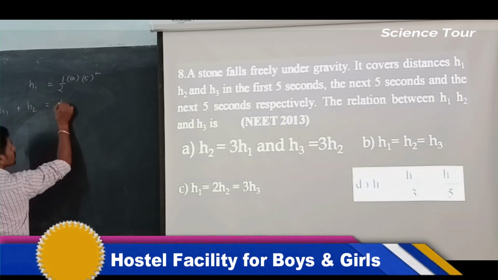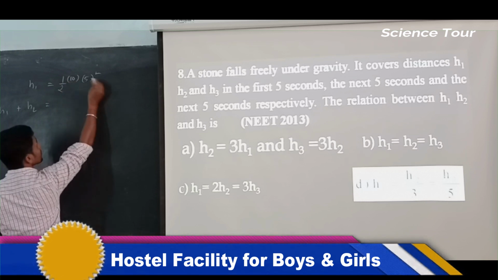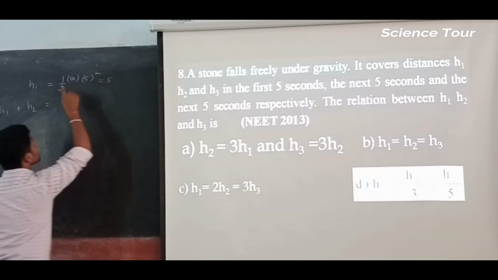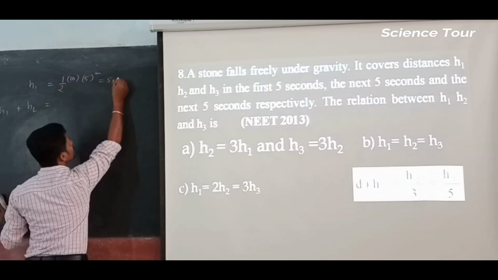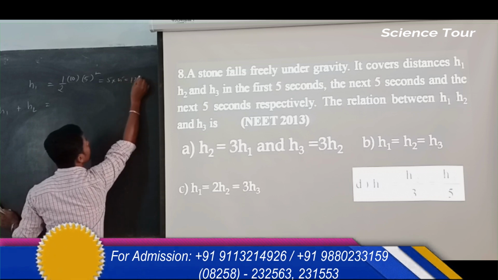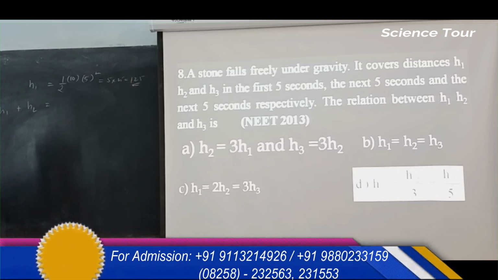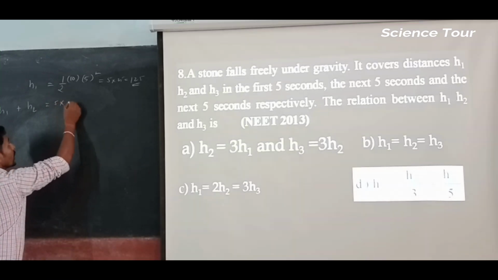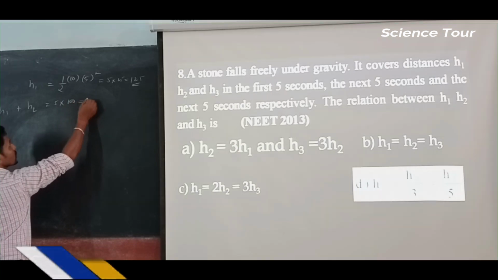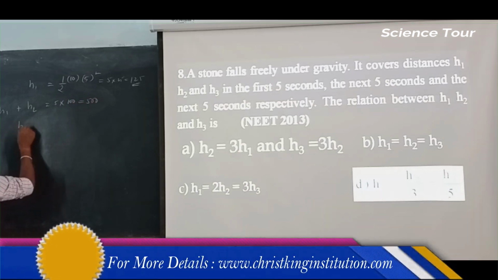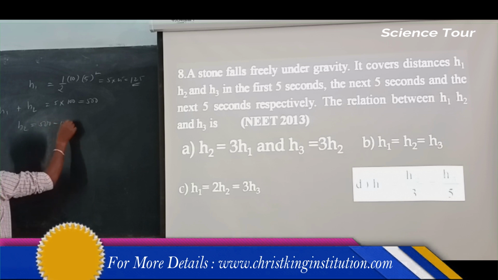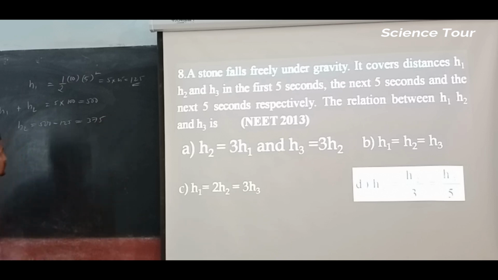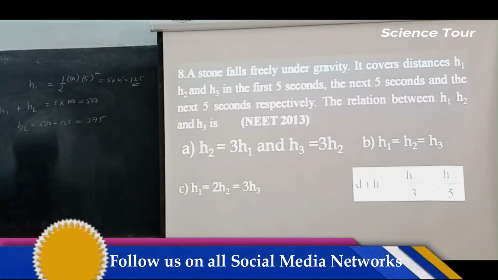So h1 is 5 into 25, that is 125. Next, h1 plus h2 is 5 into 10 squared, which is 100, equal to 500. So h2 is 500 minus 125. How much is it? 375, right?